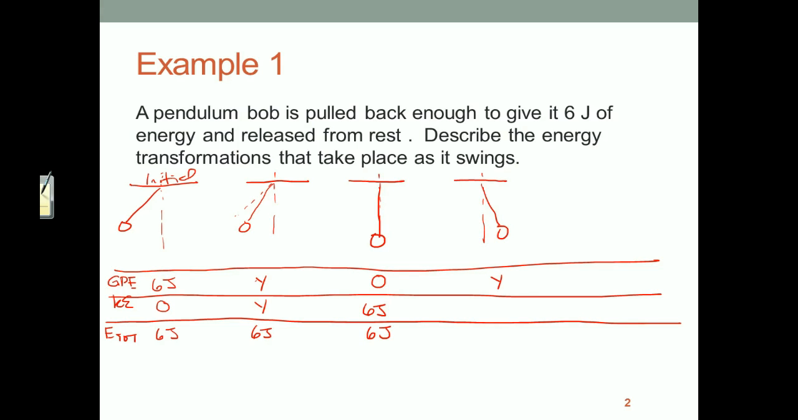Yes, it will have gravitational. Yes, it will have kinetic. Total still has to be 6. And finally, it swings. So in theory, this angle here and that angle there are the same, which means it's back to having 6 joules of gravitational potential energy, no kinetic, which gives it 6 joules total.